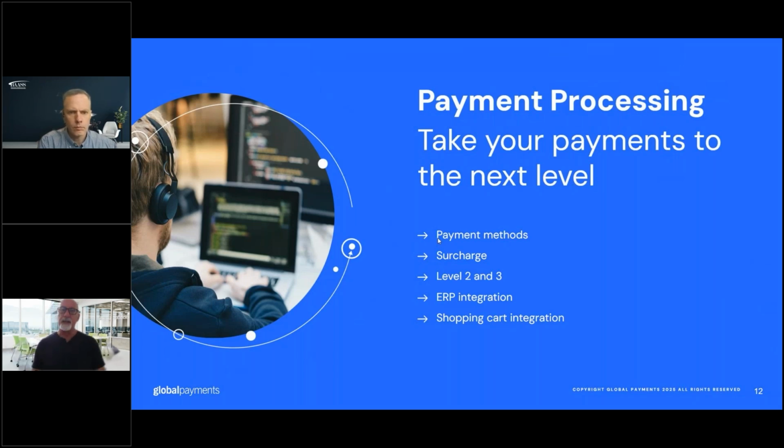Something called level 2 and 3 data. This refers to the amount of data points that get sent with the transaction to the card brands. Now, there's basic information, which is just here's how much it is and here's the card number. Very basic. That qualifies you for a specific rate. Level 2 and 3 provides more data, and I've got a slide that sort of points out what those different data points are that qualify you for lower rates from the card brand.